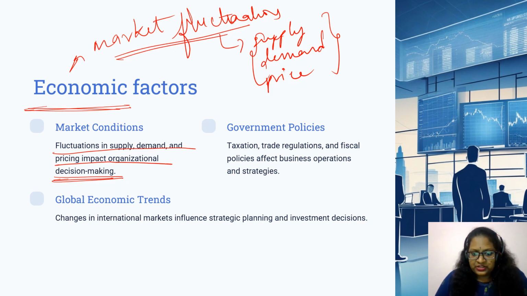Now, next would be the government policies. Government policies are mostly related to trade regulations, the tax, and the policies the government has brought in.